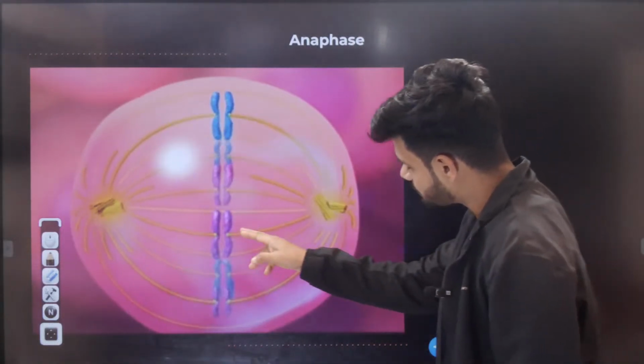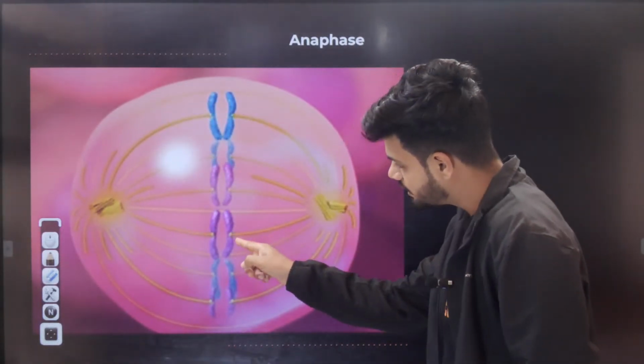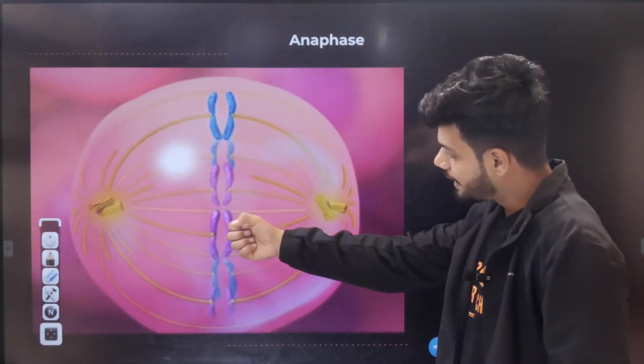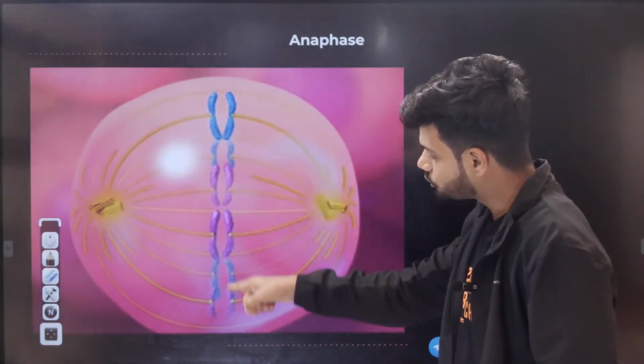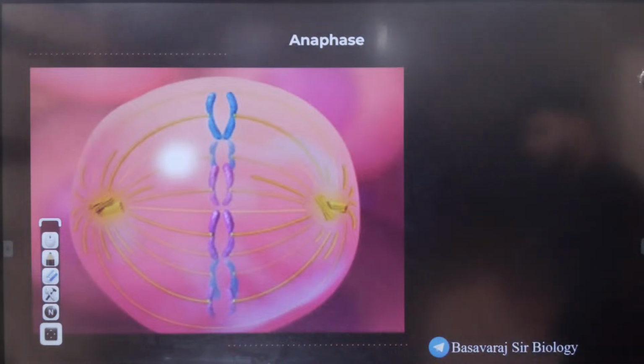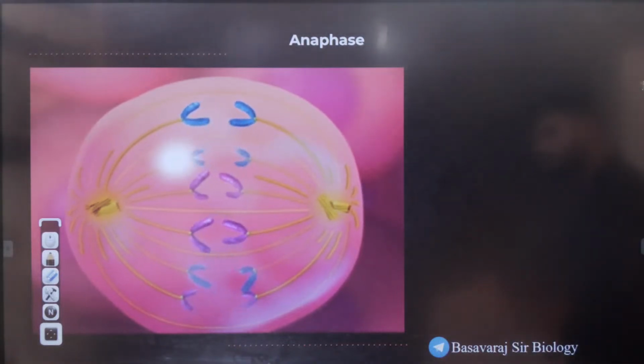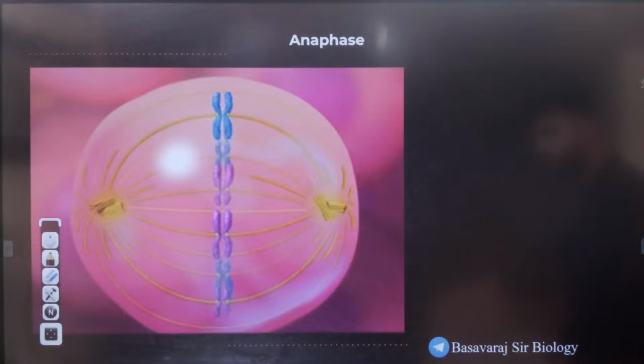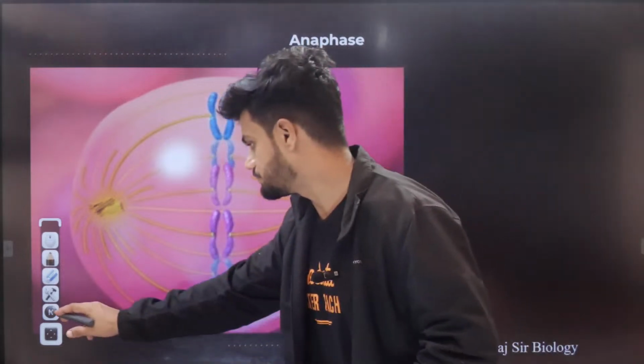And moreover, it's not just the centromere, it's the kinetochore. Actually, centromere and kinetochore are both there. It is always towards the pole, and there is splitting of sister chromatids. All the sister chromatids are split open. They are splitting open. Okay, done.